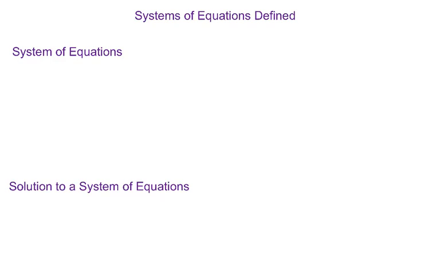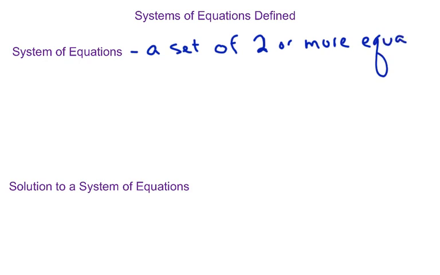Okay, today we're going to talk about systems of equations, and we're going to define it first. So a system of equations is a set of two or more equations. It's that simple. So if you have a word problem and it gives you a situation where you need to write two separate equations, that is a system.